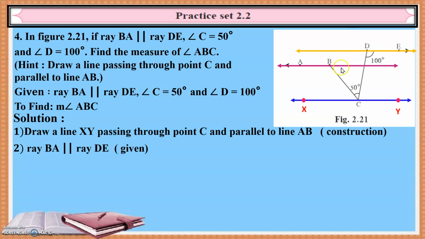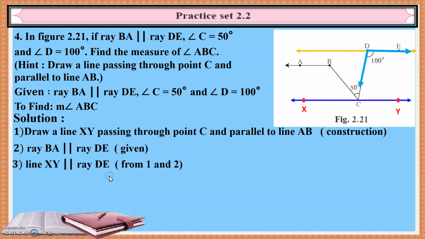Okay, now we know that AB and XY are parallel because of construction. AB and DE are parallel to each other. That means we can say that line XY is parallel to line DE or ray DE from 1 and 2. Hope this statement is clear.